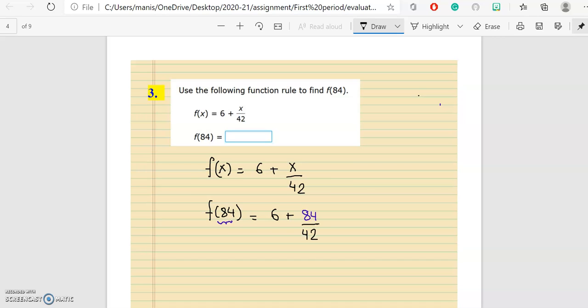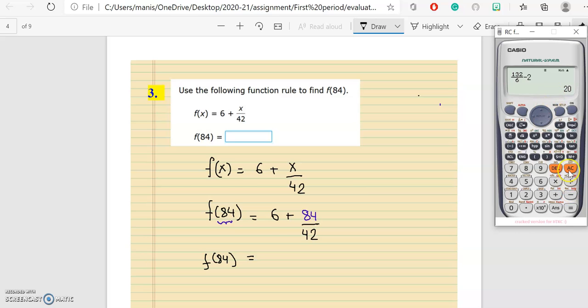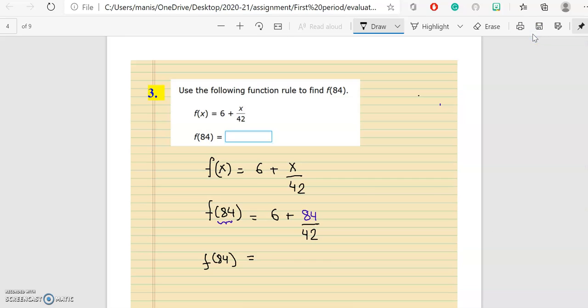There are two ways to do this problem. First method is you type this in your calculator and it will give you the straightaway answer. So I will use my calculator over here. So this says 6 plus, you will use a fraction button because it is a fraction. 84 divided by 42, and it gives you the automatic answer. Your answer is 8.